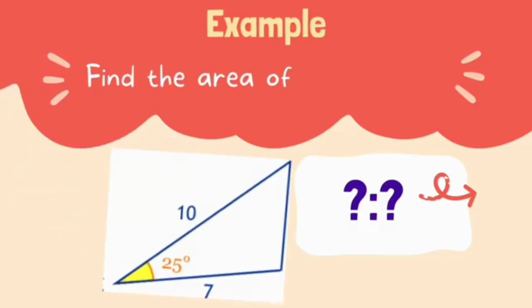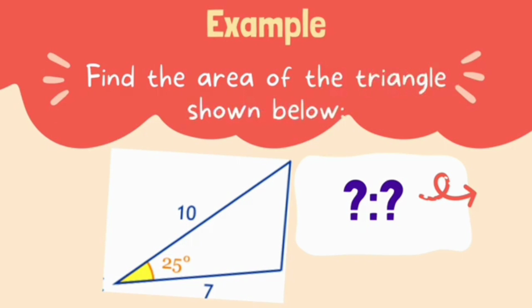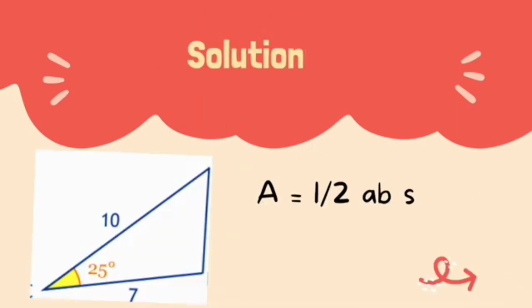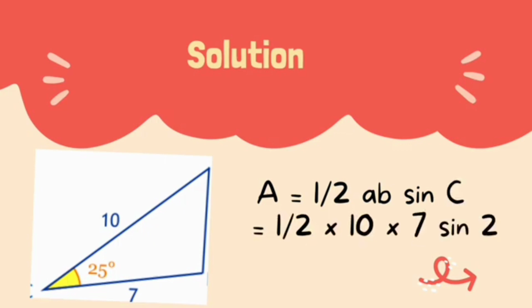In our next example, let's find the area of the triangle shown below. The formula for the area of the triangle is half AB sine C. This gives half times 10 times 7 times sine 25 degrees. The area of the triangle is 14.79.